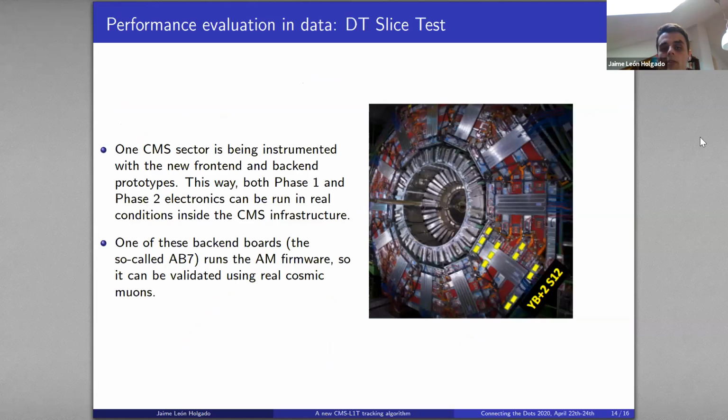Apart from this, we have also performed what we call the DT slice test. It consists of one CMS sector that is being instrumented with the new front-end and back-end prototypes. This way we can test, in the real CMS infrastructure and real conditions, both phase 1 and phase 2 electronics at the same time. One of these backend boards, which we call the AB7, runs the analytical method firmware, so we can validate both the firmware and the algorithm itself using real cosmic muons.